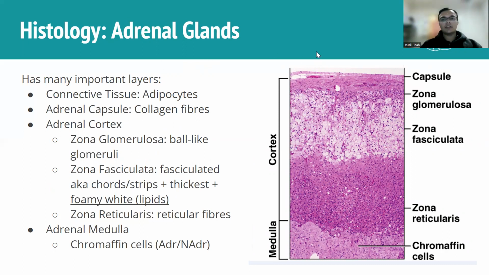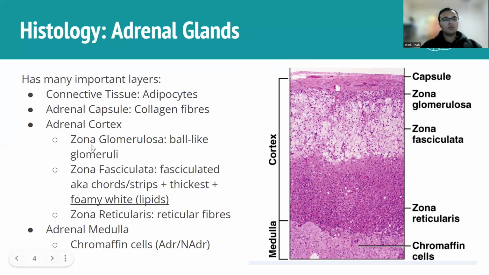So on the very outside, with any sort of visceral structure, with any organ, you might have some connective tissue that connects it to the nearby spaces. So you might have some adipocytes that you might see or not see at all, depending on the staining. You then have the adrenal capsule, and those are sort of collagen fibers that you can appreciate on this image, but not that much. And then you have the actual adrenal cortex.